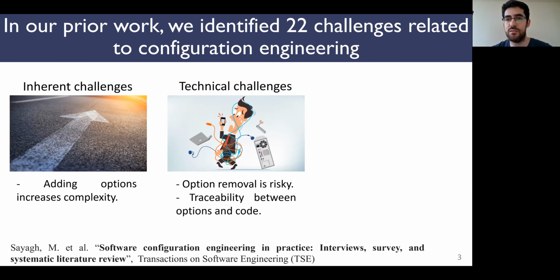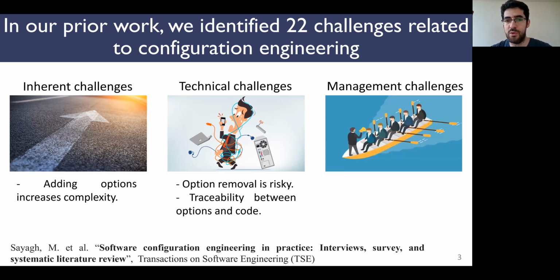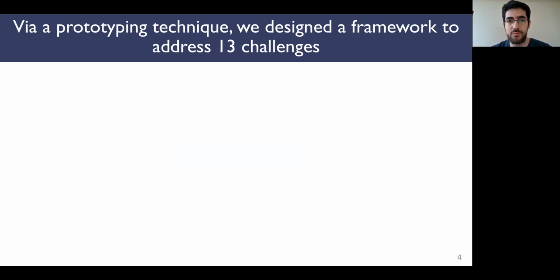It's not easy to find for a configuration option where it is located or where it is used in the source code. We also found other management related challenges, such as an unclear configuration ownership. There's no clear rules: who should add options, who should remove them, who should change them, etc. In this paper, we are trying to address 13 challenges by proposing 4 principles that a configuration framework should implement.